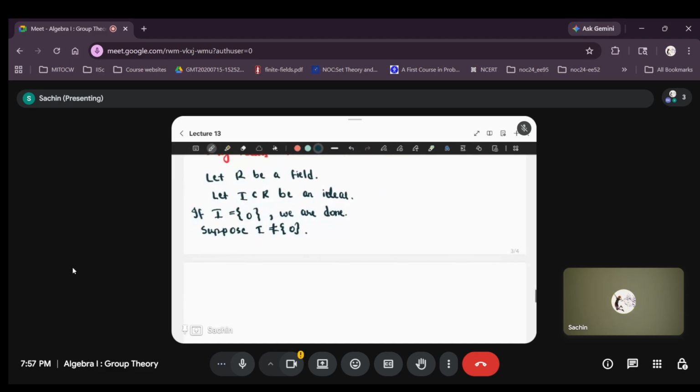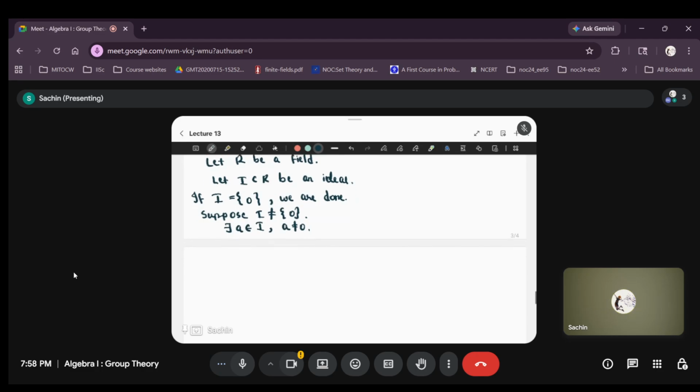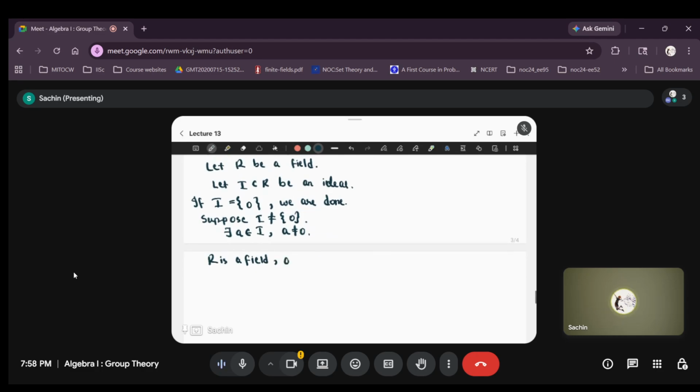Now since I is not equal to zero, there is some non-zero element in I, right? There exists A in I such that A is not equal to zero. R is a field, that's what you assumed. So A inverse belongs to R, right? It has a multiplicative inverse. Every non-zero element has a multiplicative inverse, and we are saying A is a non-zero element.